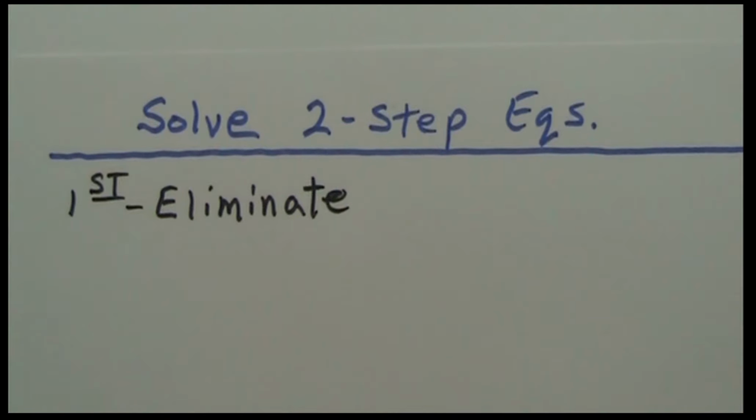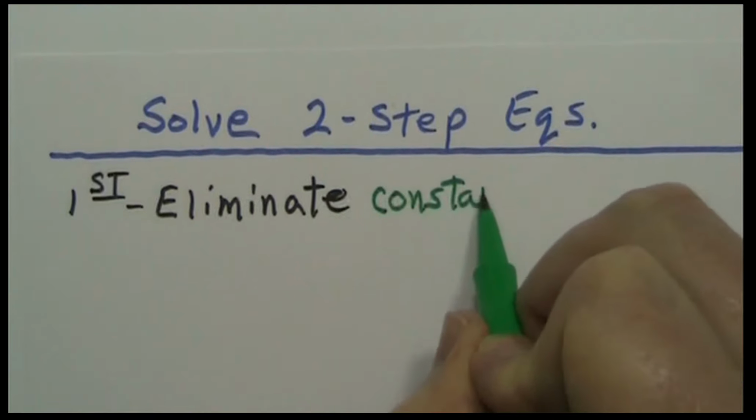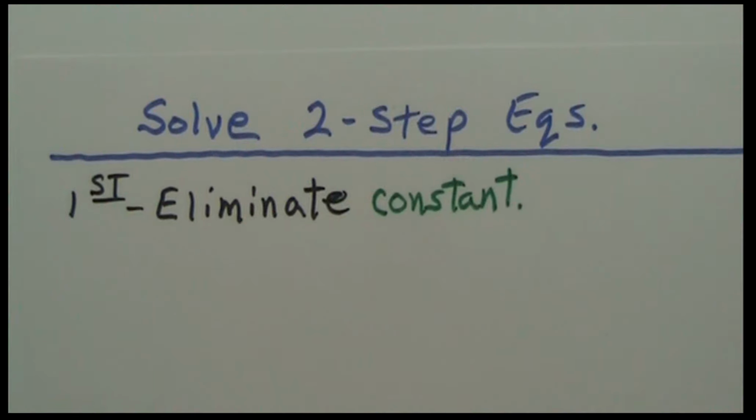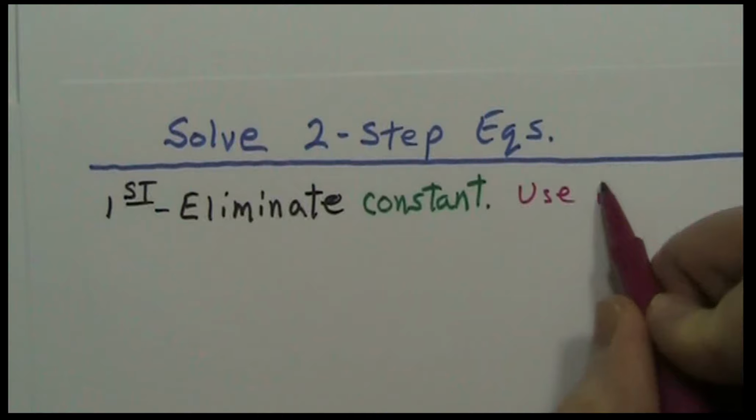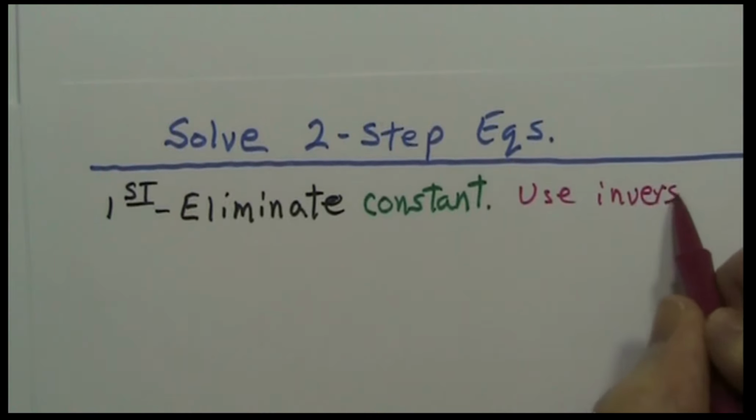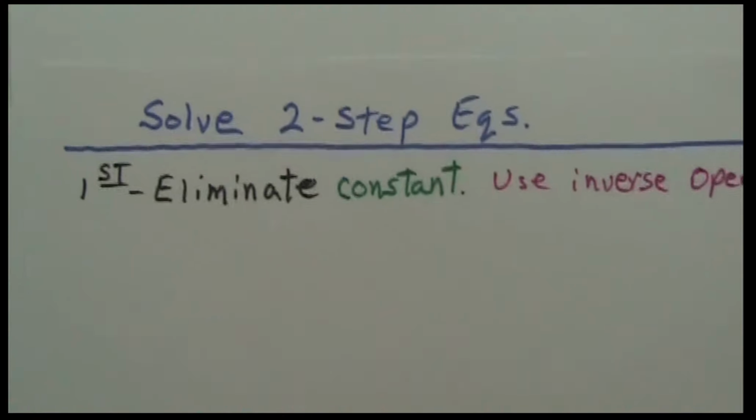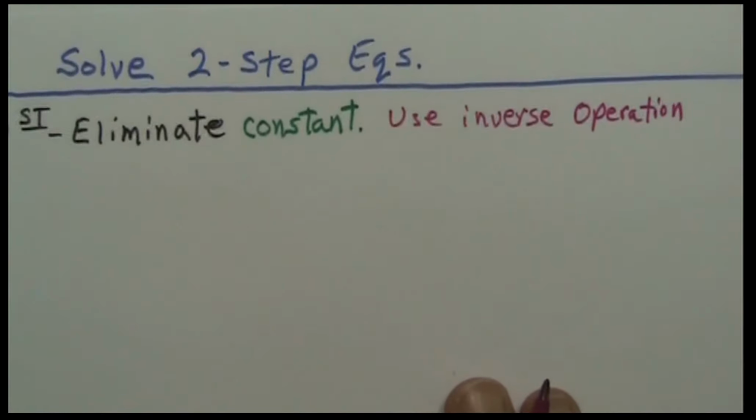And I'm going to put a different color in there. Eliminate the constant. Now you've already been doing this. I'm just using different words. Eliminate constant. That's your first step. How do you do that? We use inverse operations. That's how you get rid of it.